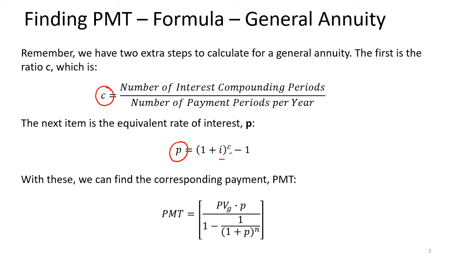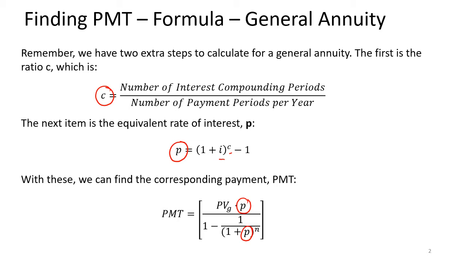So when we try and find the payment, it's the exact same formula as a simple annuity, except everywhere I was, we've replaced it with this equivalent rate of interest, P. So those were the only changes for these formulas. So otherwise, everything that you're going to see in these two examples we do is the same as we did last lesson, just replacing it with that equivalent rate of interest P and adding in these additional two calculations.